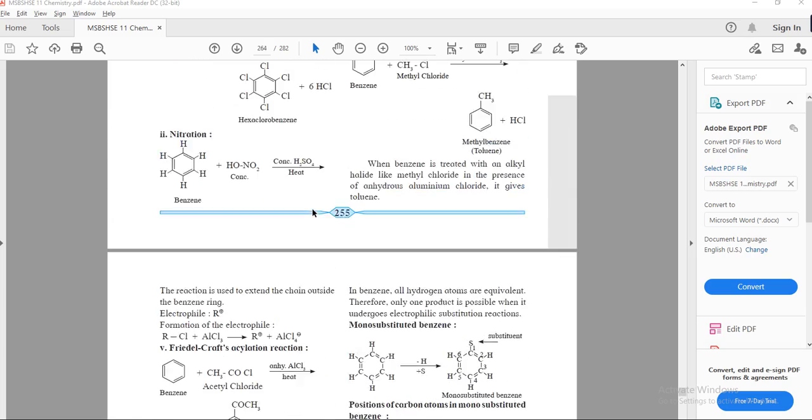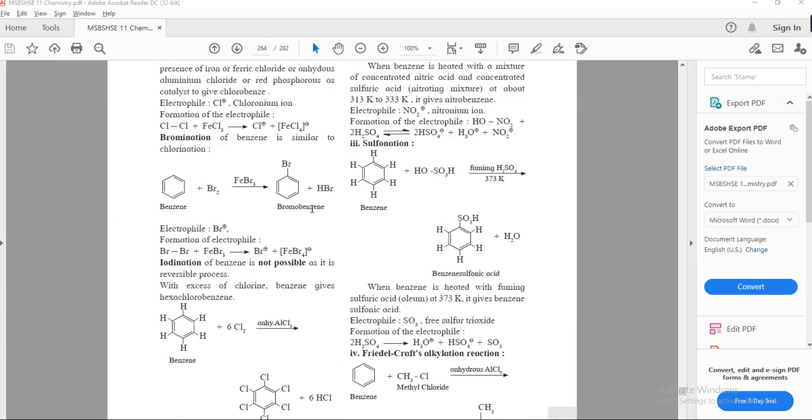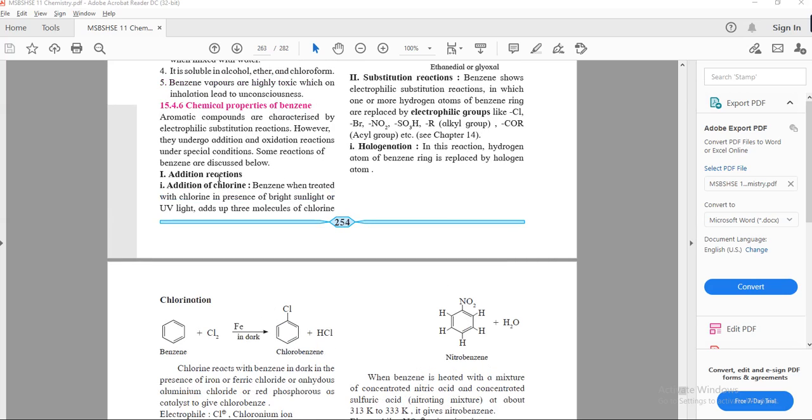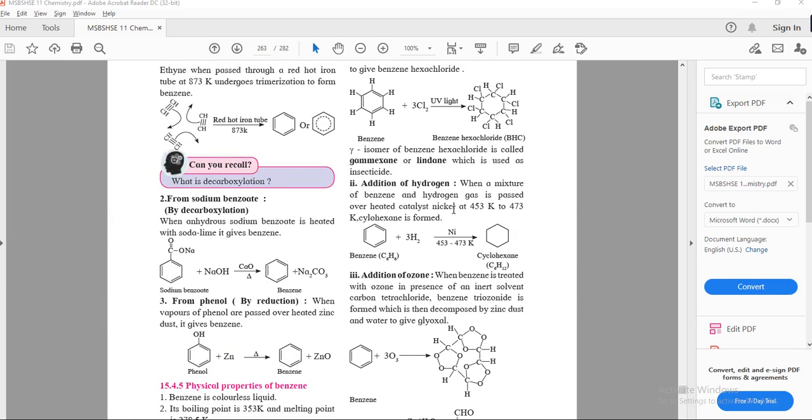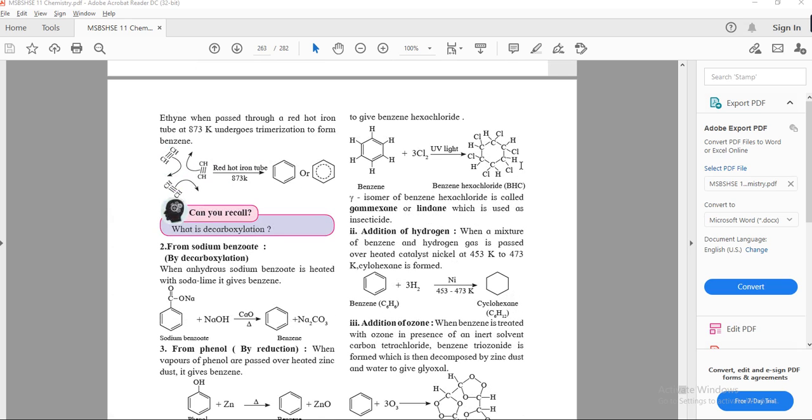First, addition reaction. The first reaction is what? Addition of chlorine, a halogen atom. When benzene is treated with chlorine in presence of bright sunlight or UV light, ultraviolet light, it adds 3 chlorine molecules. In this addition reaction, the aromaticity of the benzene ring is lost.